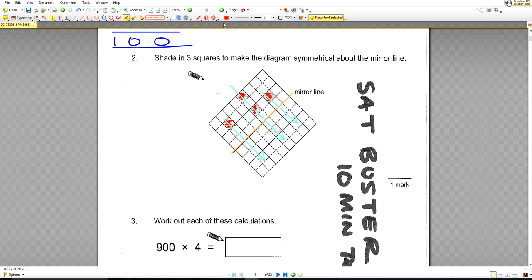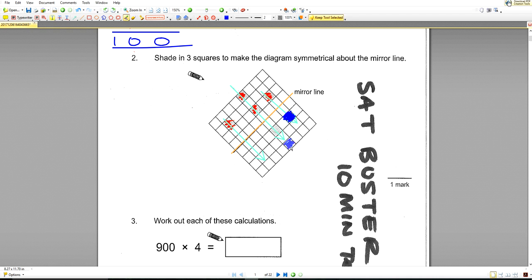So let's have a look at where they will go. Now we've got to count. Okay, let's use blue on the other side. So this square here is 1 square away from the mirror. So it'll be 1 square on the other side. So it'll be here. This square will be, that's 1, 2. That's already done. That one here will be 1, 2, 3, 4 away.